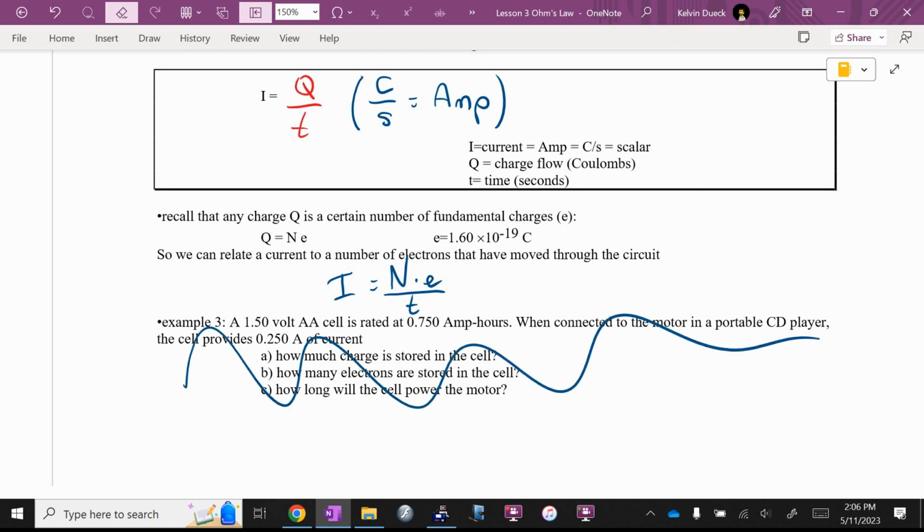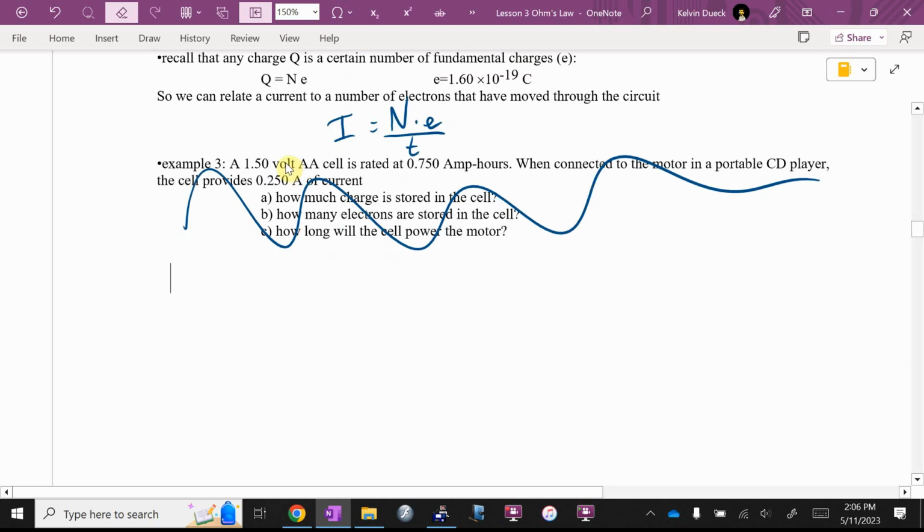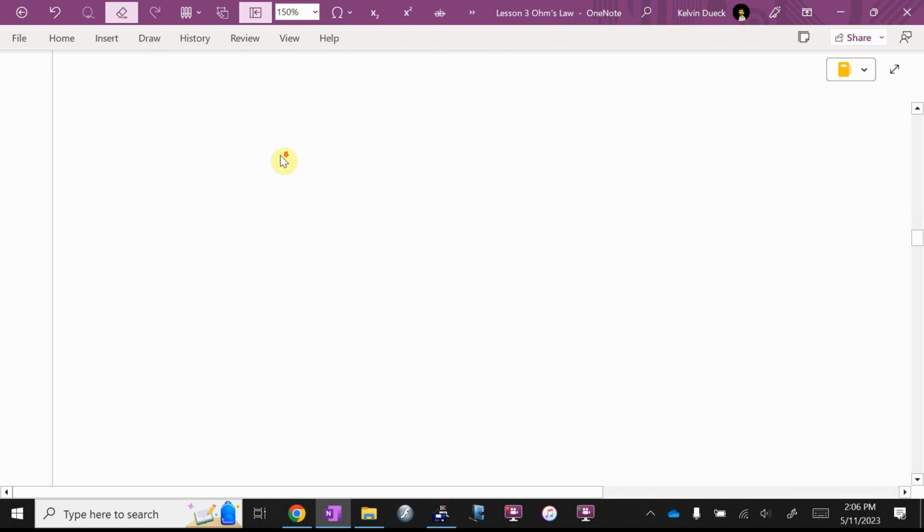I'm going to skip example 3 because I want to get to the punchline. Resistance and Ohm's law.